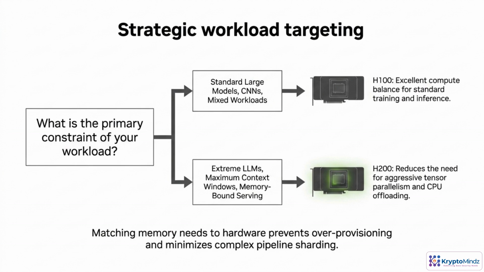When you're choosing between H100 and H200, start with a simple question. What really limits your workload? If you're running standard large models, CNNs, or a mix of training and inference, you're usually compute-bound. In that case, H100 gives you an excellent balance of throughput, ecosystem maturity, and cost. If you're dealing with extreme LLMs, huge context windows, or memory-bound serving, H200's extra memory can simplify everything by reducing heavy tensor parallelism, offloading tricks, and complex pipeline sharding.